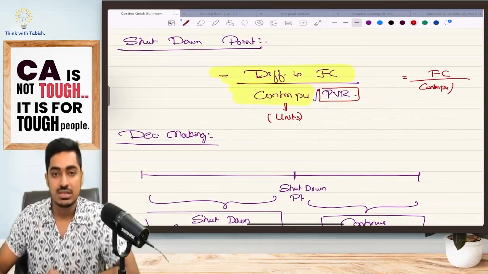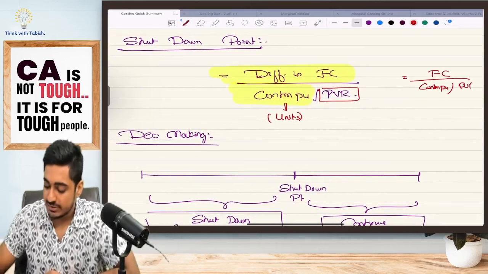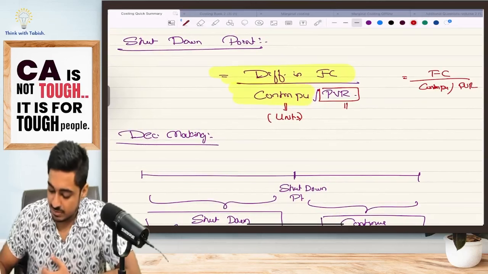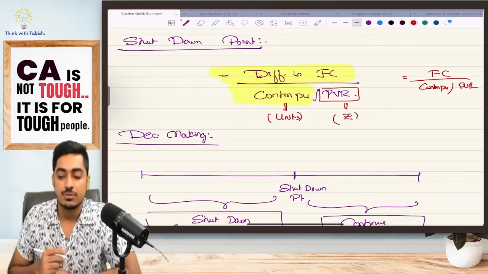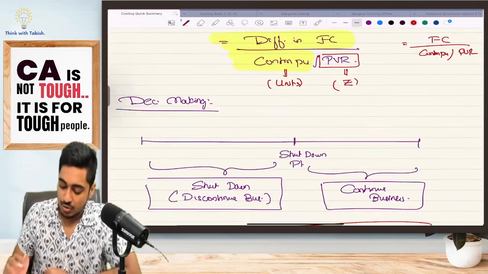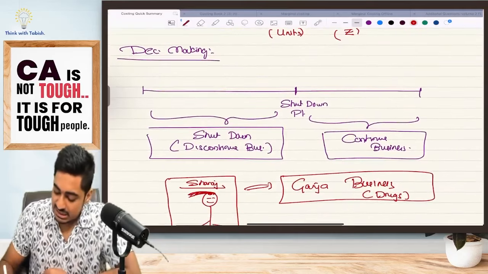I got it in terms of units. But if I directly wanted it in terms of rupees, I divide by PV ratio. Similarly, if I divide by PV ratio, I will get it directly in terms of rupees. Yes or no? Yes, sir. And how do I take the decision? That is, at shutdown, I am indifferent.